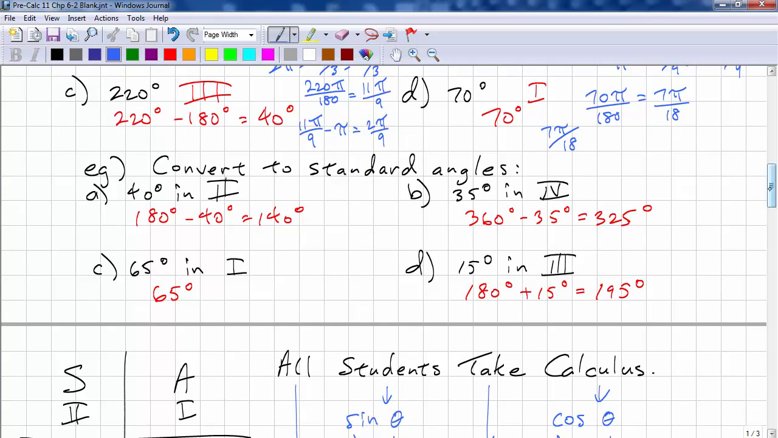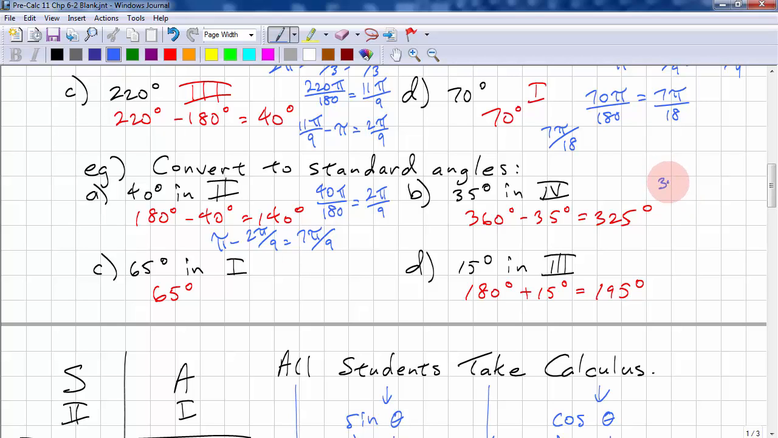Okay, converting back to standard. We have 40 pi over 180. This is 2 pi over 9. And in quadrant 2, we do pi minus 2 pi over 9. And we get 7 pi over 9.